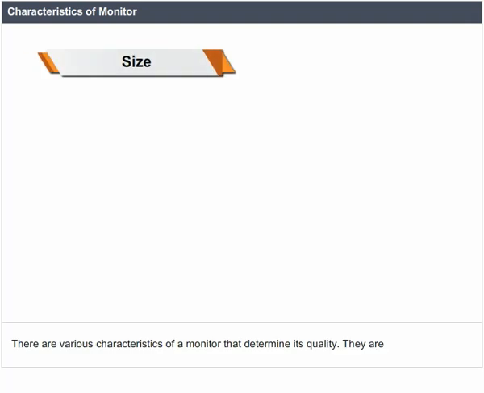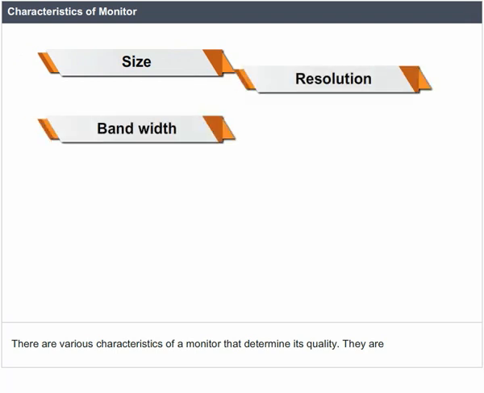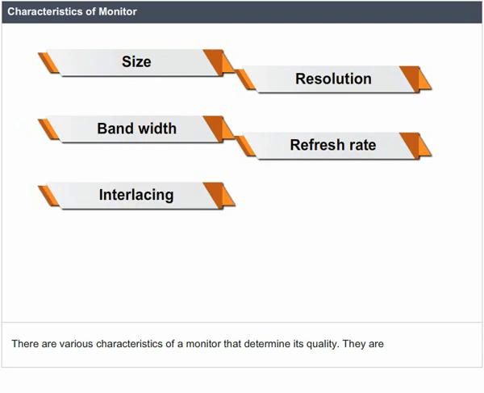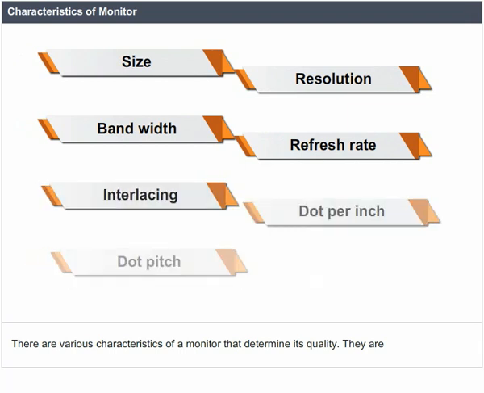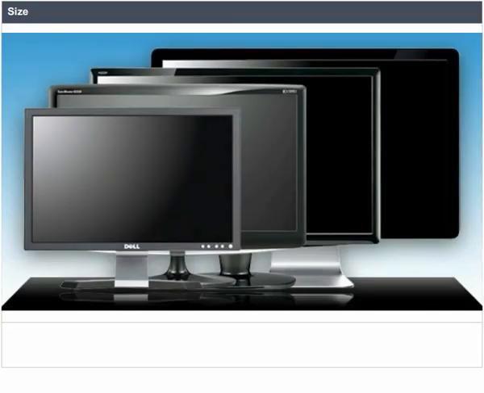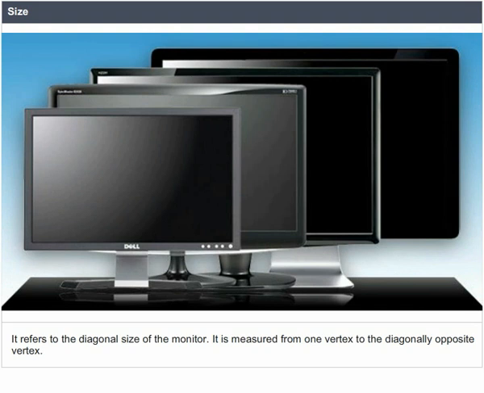Characteristics of monitor. There are various characteristics of monitor that determine its quality. They are size, resolution, bandwidth, refresh rate, interlacing, dot per inch, dot pitch, convergence. Characteristic description. Size. It refers to the diagonal size of the monitor. It is measured from one vertex to the diagonally opposite vertex.